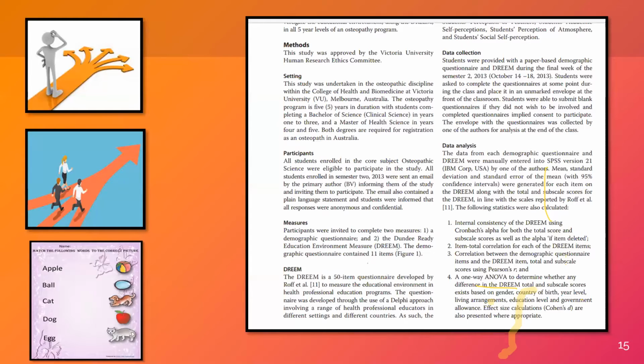And it goes step by step. What was the setting? Who was the participant, or how were the samples fabricated? What were your outcome measures? What tools or methods did you use for testing to get those outcome measures?